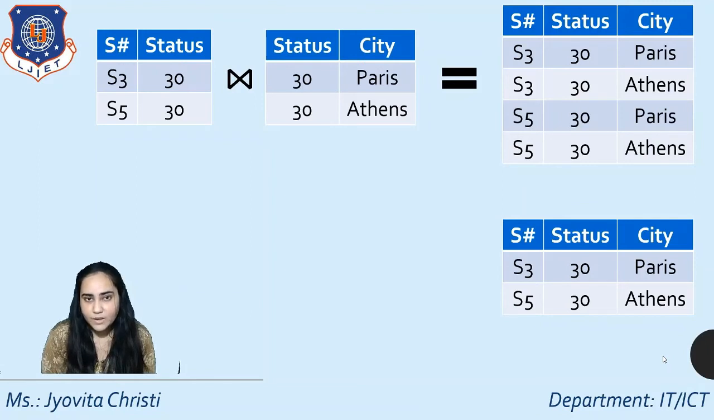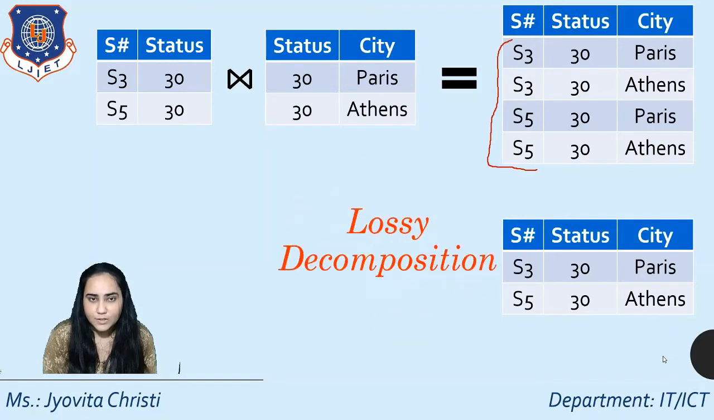Now when I look at the table, I have no way of telling which rows are from the original table and which rows are not from the original table. So because I cannot tell the reason behind this, I'm saying that the data is actually lost, and that is why this is known as lossy decomposition. And this type of decomposition is not good.